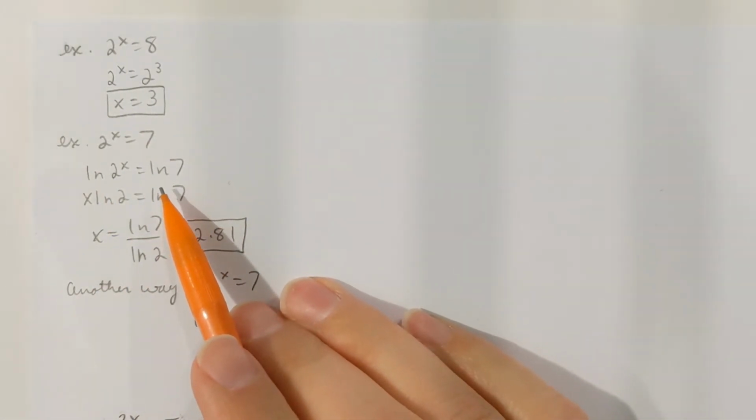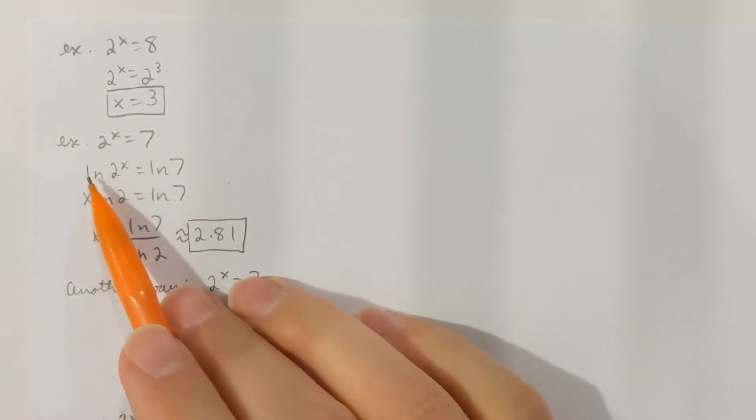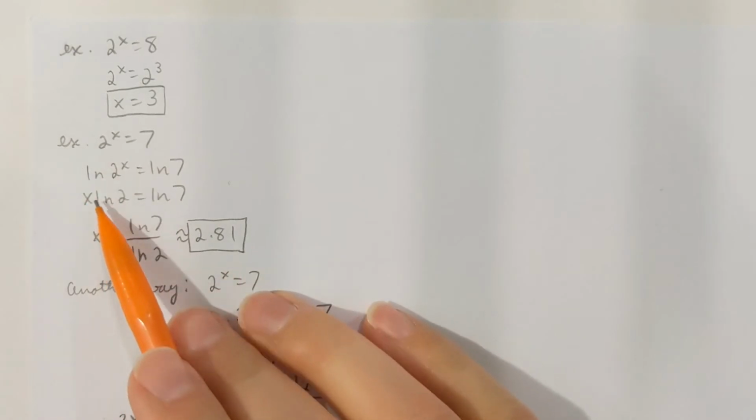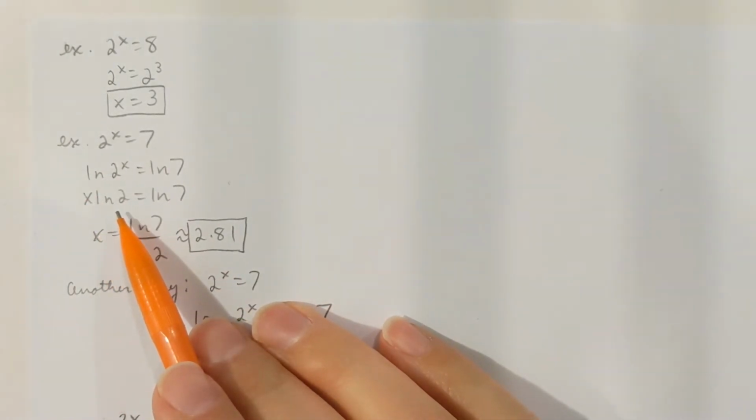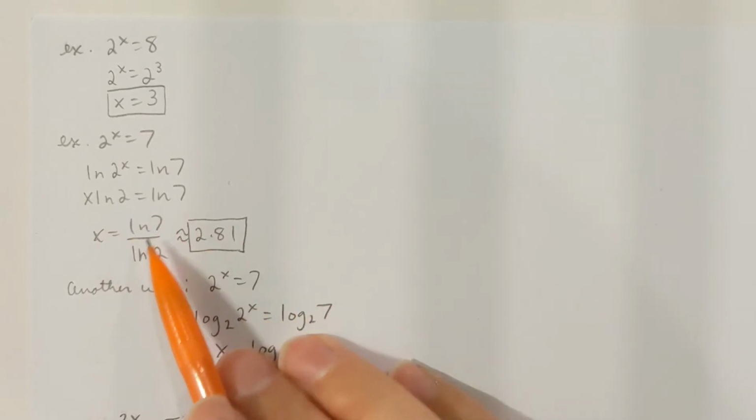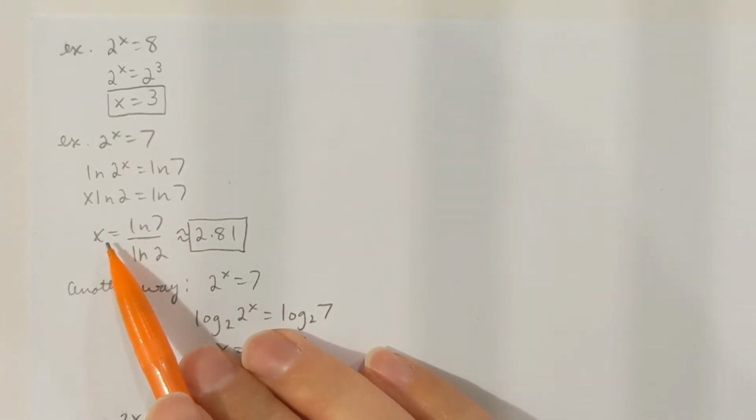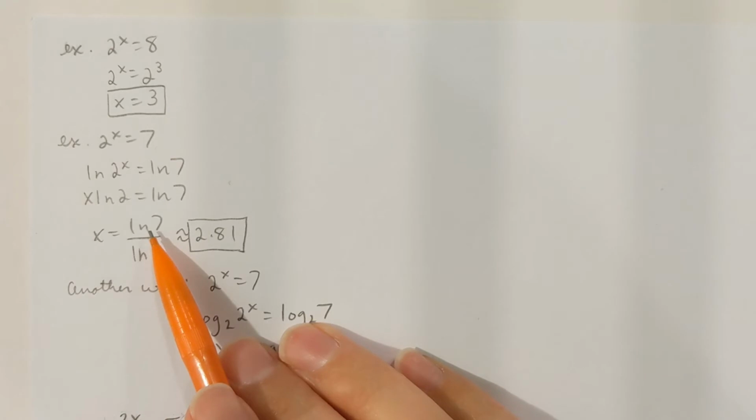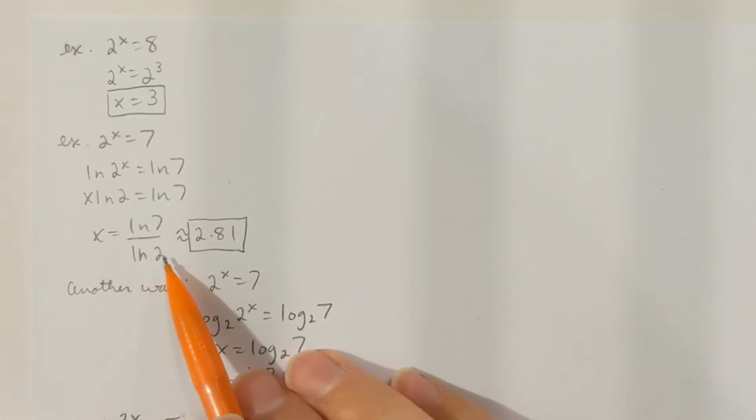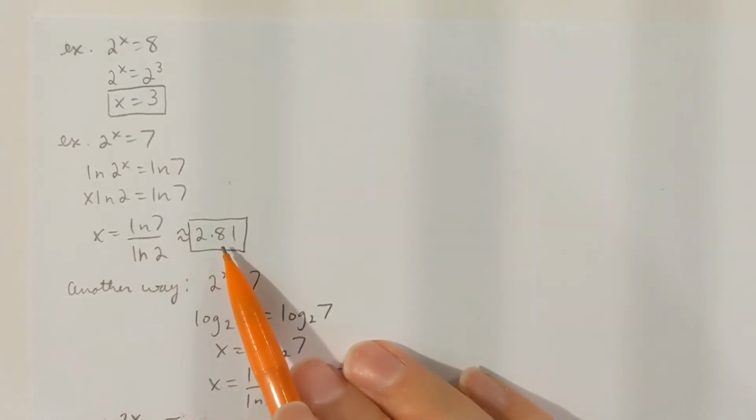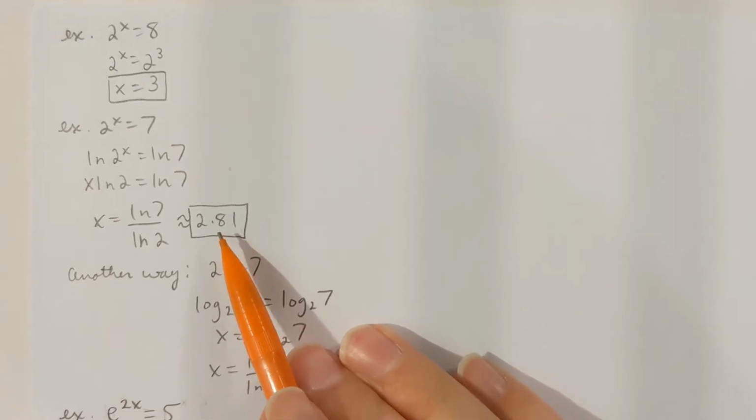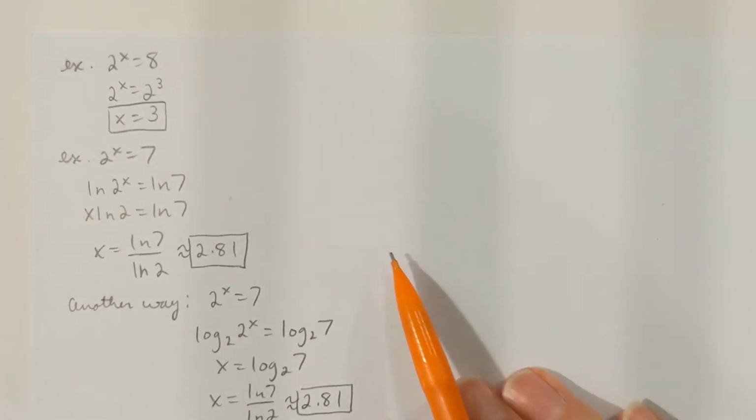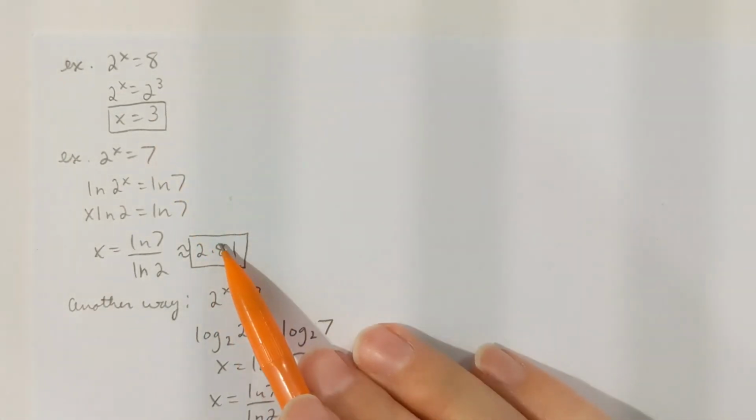Of course, I can use my laws of logarithms now, right? I know powers can come out of logarithms, so this power of x can come in front of the ln of 2. ln 2 is just a number, so divide by that number, and that way x is all alone now. And you've got ln 7 divided by ln 2, which if you were to go to the calculator and type that in, I was getting roughly 2.81.